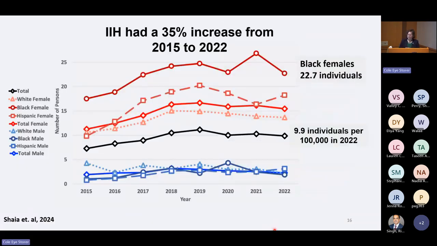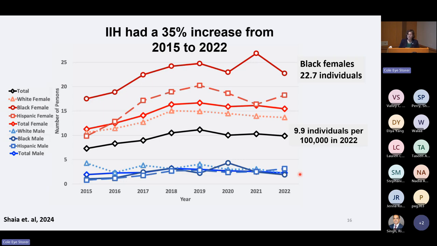And we found some very interesting results. So IIH had a 35% increase from 2015 to 2022. And what we found most surprising is that Black females had the largest prevalence value here. This was followed by Hispanic females. And then lastly, we see the total female and the white female population. So all these red lines are representing the female populations, and all the blue lines are representing the different male populations stratified by race and ethnicity.